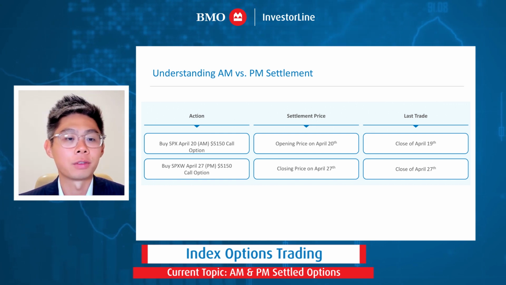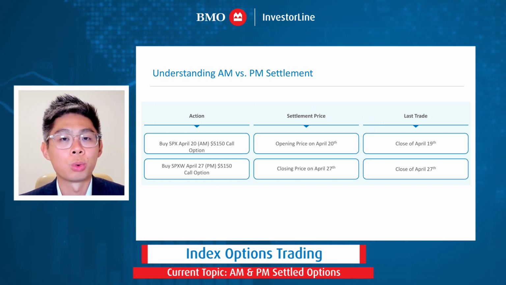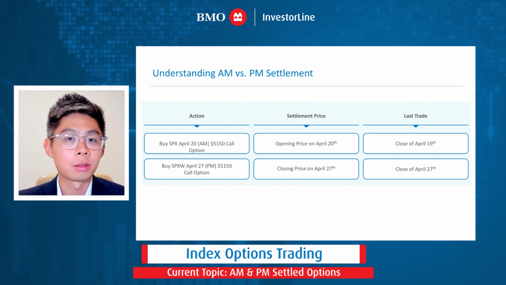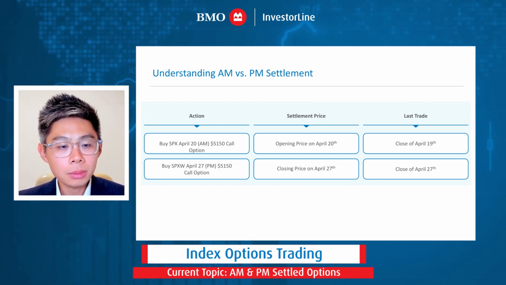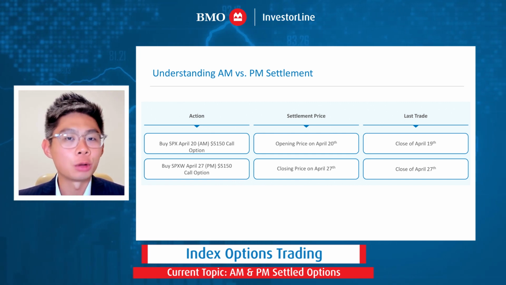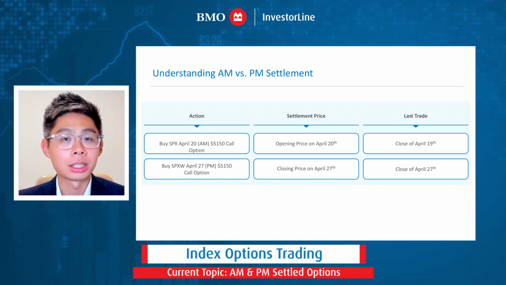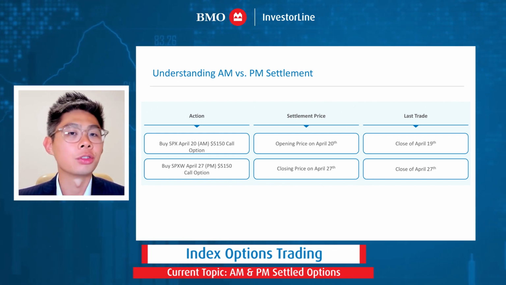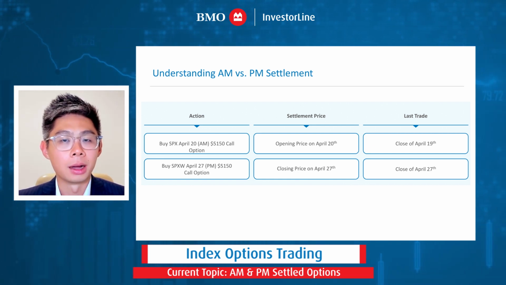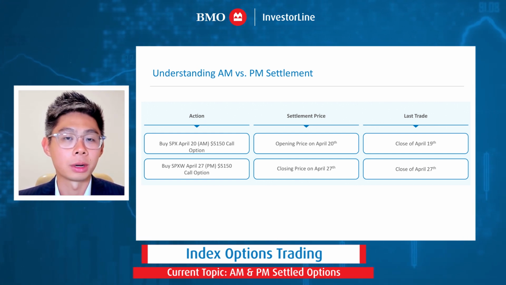So let's take a look at the first example here. Let's say I was to buy an SPX April 20th AM settled option, so an option that expires on April 20th, but it's an AM settled option. And this is a 1550 call option. As you can see, the settlement price, meaning when the option will be settled from a cash settlement perspective, is not based on the closing price of that day, but on the opening price of that day. That's what AM settlement refers to: instead of the closing price, it's the opening price of that day.